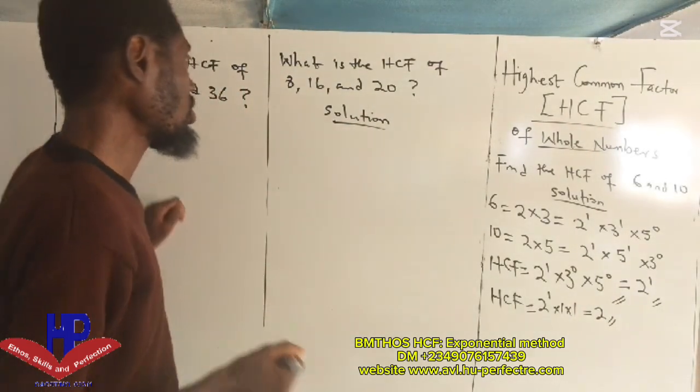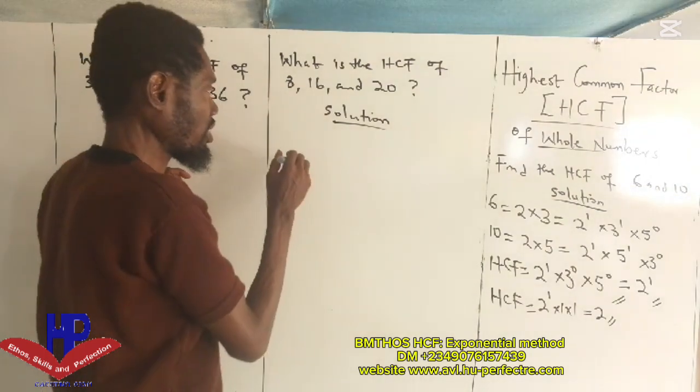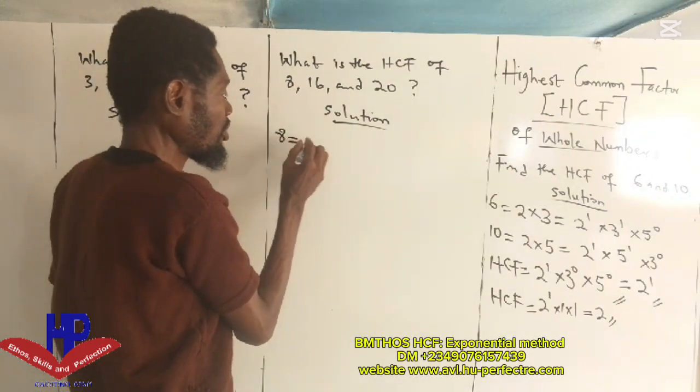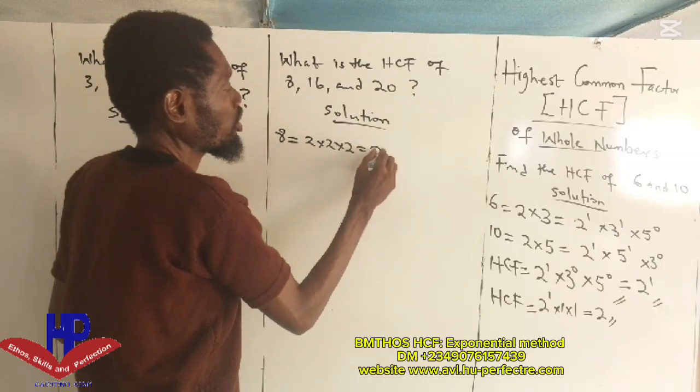Let's try the next question. What is the HCF of 18, 16, and 20? Solution. 8 is simply 2 times 2 times 2, which is 2 raised to the power 3.